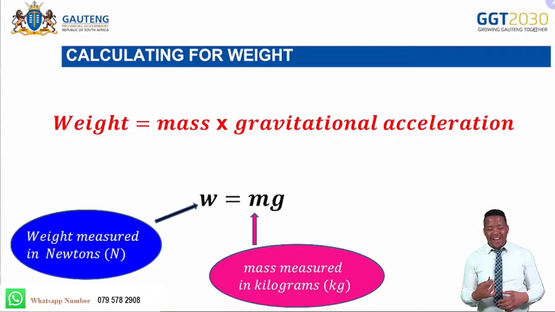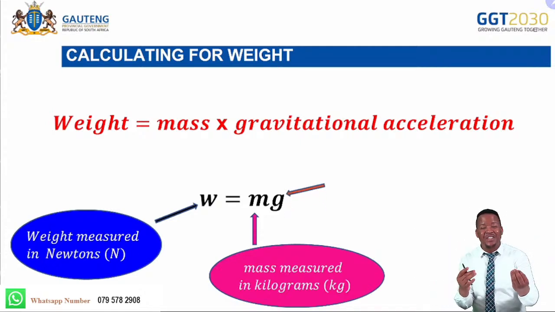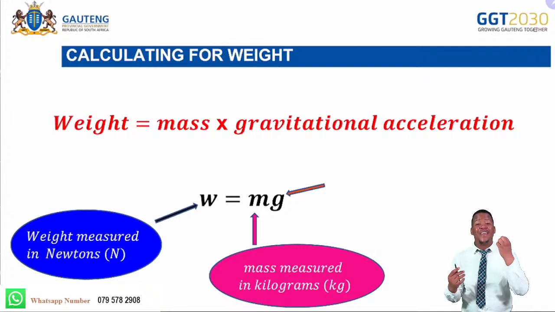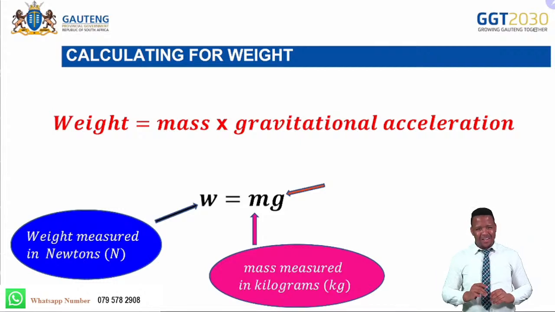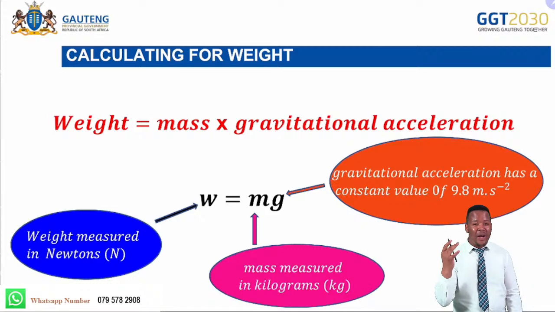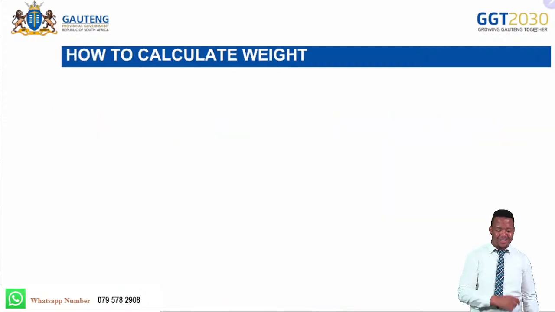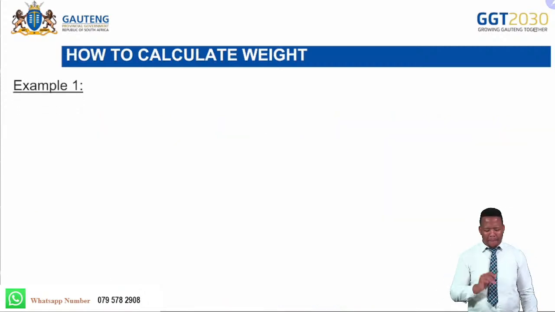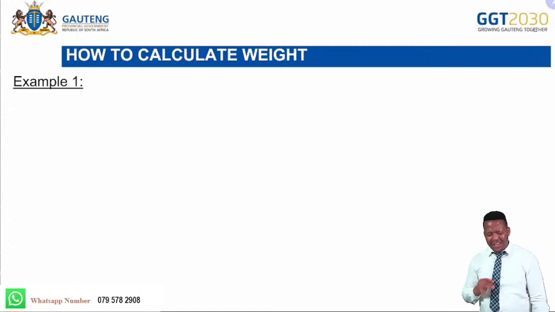Don't forget that. And what about g? What is g? Well, g is our gravitational acceleration, which is the constant value of 9.8 meters per second squared. So there it is. Every time you calculate for weight, this is the formula that you're going to use. Weight is equal to mass multiplied by gravity. So let's look at our example. Let's do example 1 to see how we can calculate this weight. Example 1.